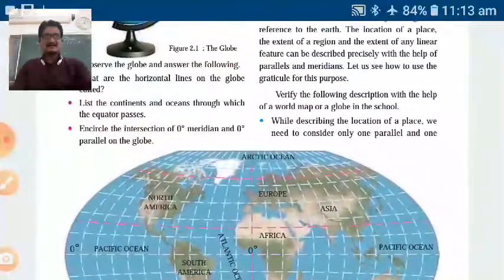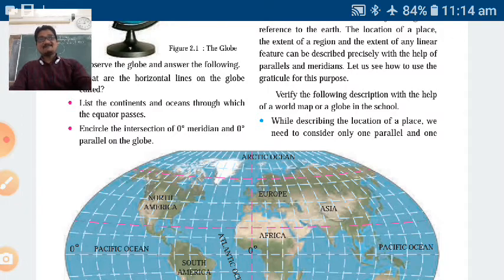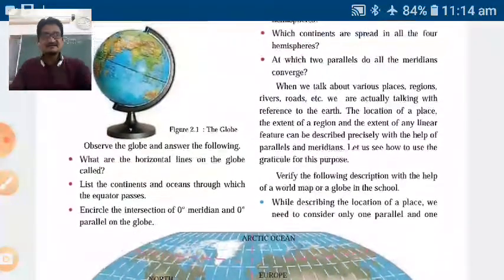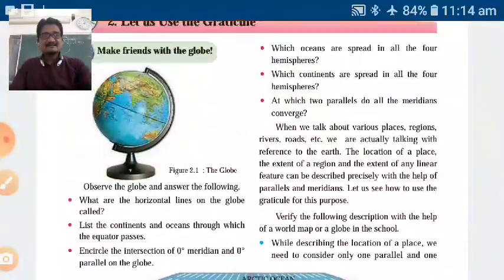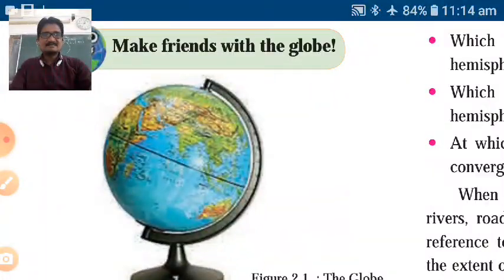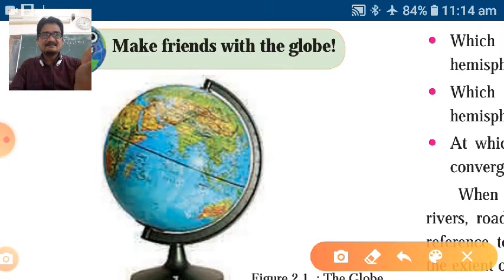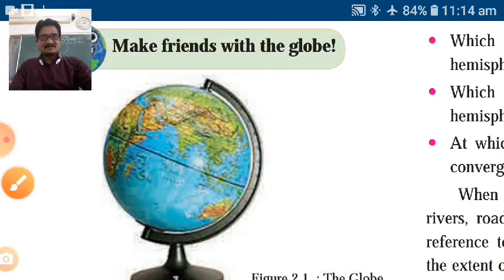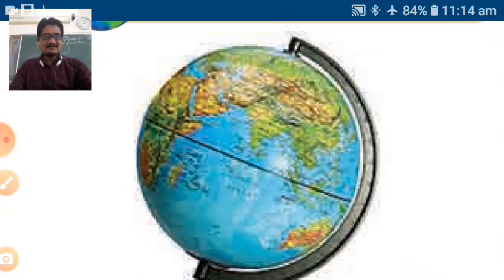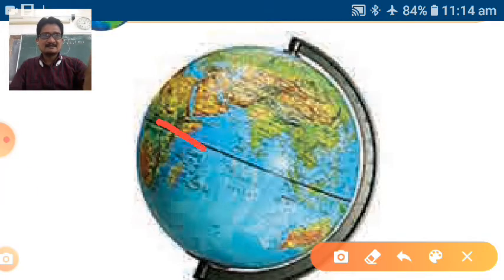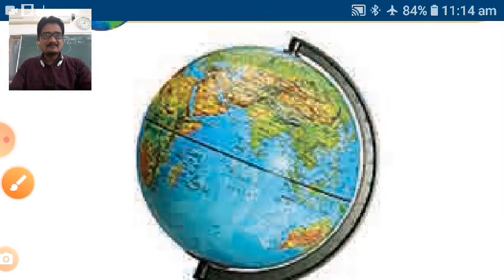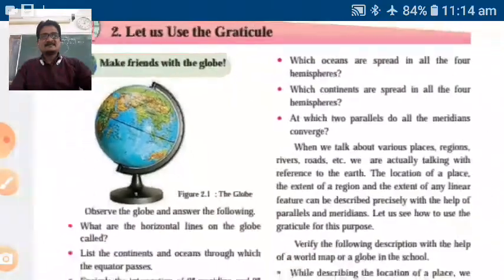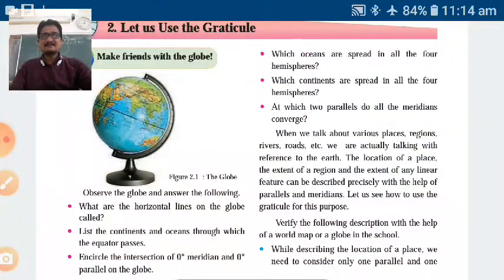List the continents and oceans through which the equator passes. See, where is the equator line? In this globe, this black line is called the equator. This line is called the equator on the globe. So, list the continents and oceans through which the equator passes.